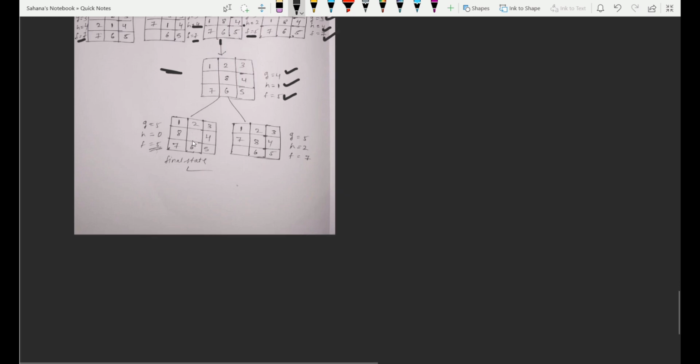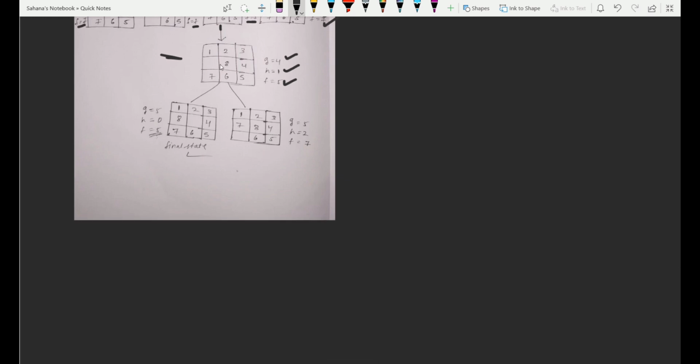Again if we do this, we'll get the final state. One more step is there: 8 can be pushed left side. If we push it left, then this will become the final state. Again, if we push 7 upward, we will get a different state. Like this we should do.